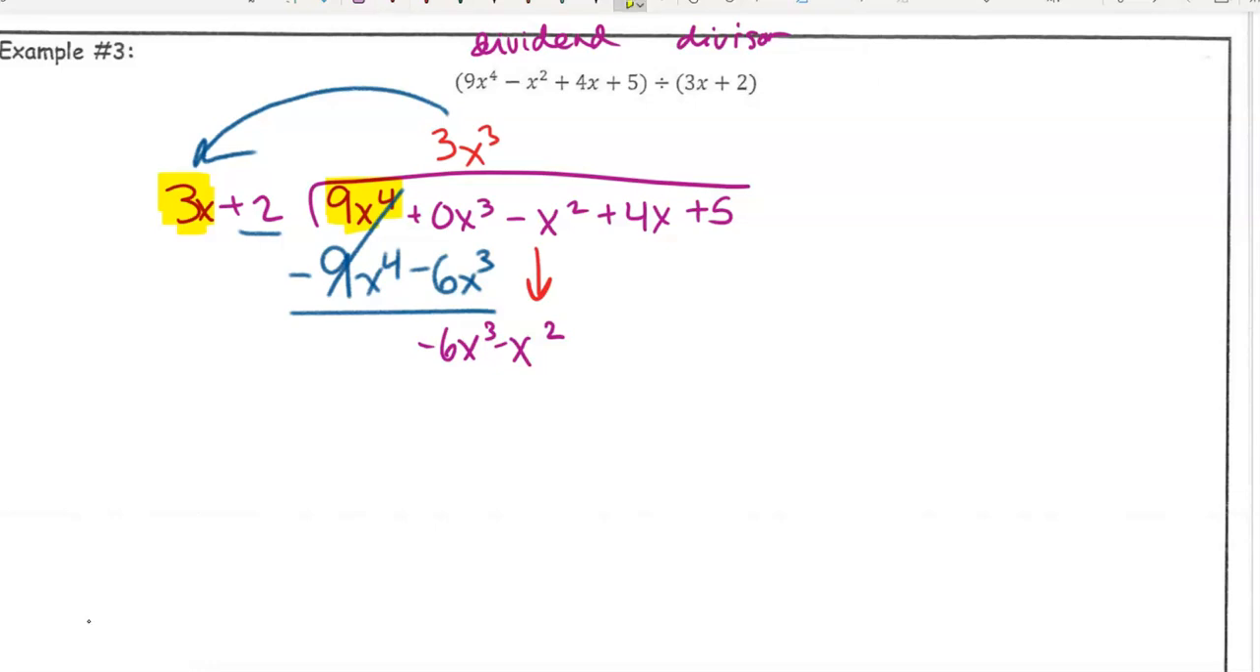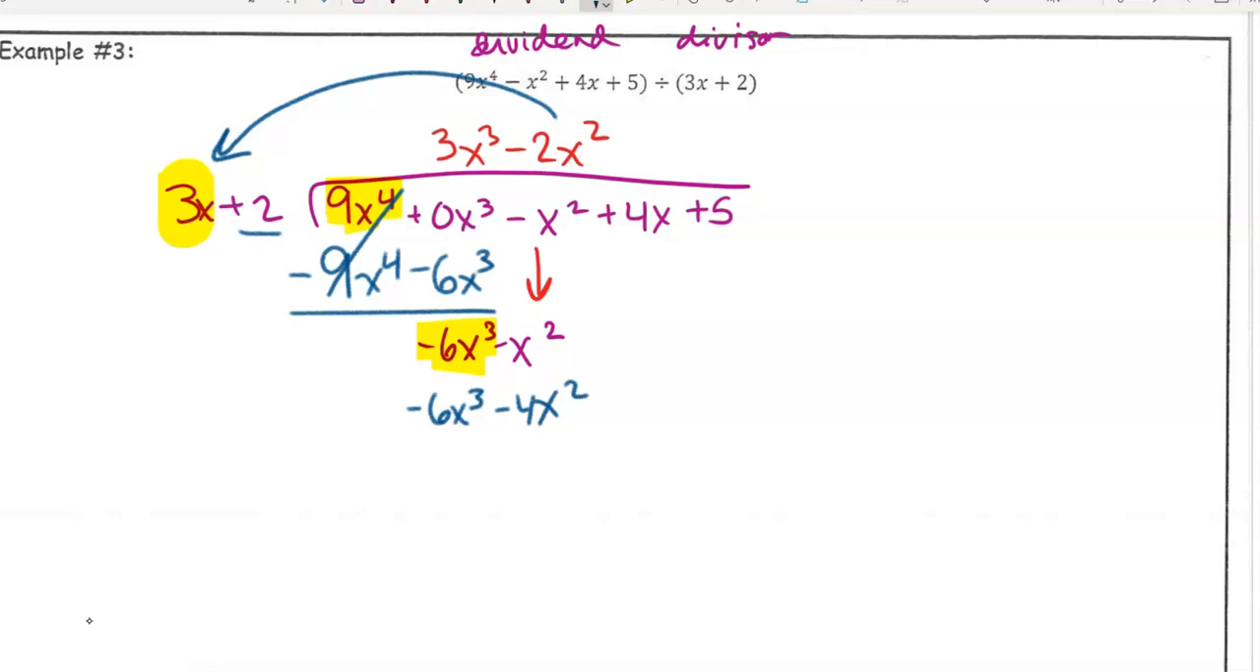All right, now again, we're going to take our first term and divide it by the first term. Negative 6 divided by 3 is negative 2. X cubed, take away an x, we're left with x squared. Then we go back into multiplying. Negative 2x squared times 3x. Negative 2 times 3 is negative 6. X squared and x is x cubed. Then we have negative 2 times 2, which is, let me make more space here because I'm kind of scooting it over. Negative 2 times 2 is negative 4, x squared.